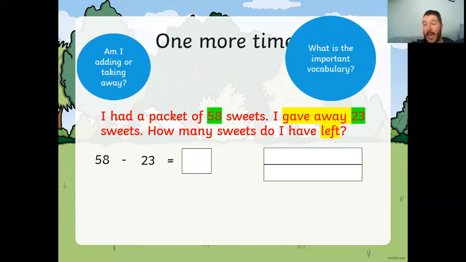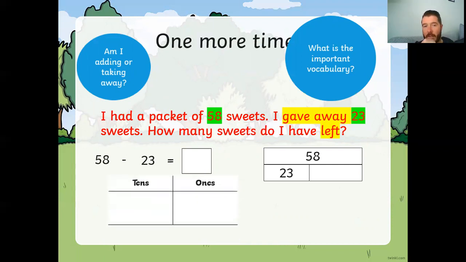So this time we haven't got two parts, have we? Because we know when we subtract, we start with a whole. The whole number of sweets is the full packet of 58 sweets, isn't it? So that's going to go in our whole part at the top of the bar model. And we know we've got one part that's being taken away, 23. And when we take that part away, we'll know that the missing part is what's left. It says 23. Now we just need to find that other missing part.